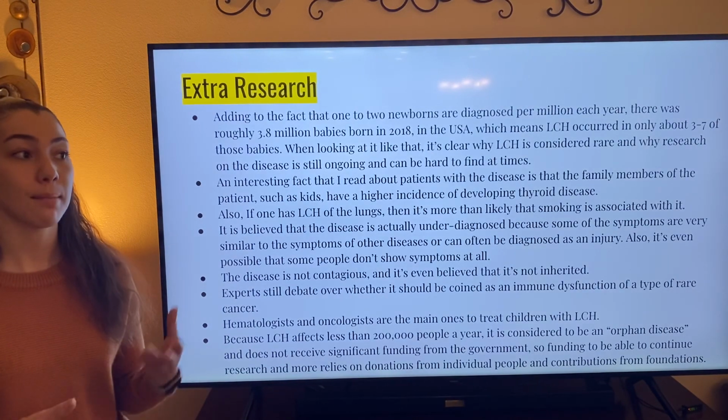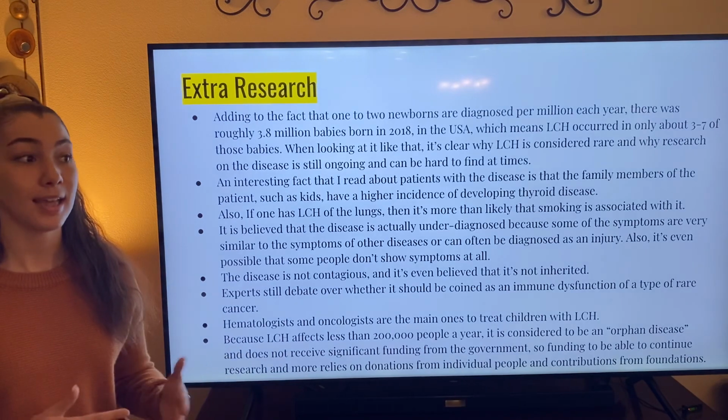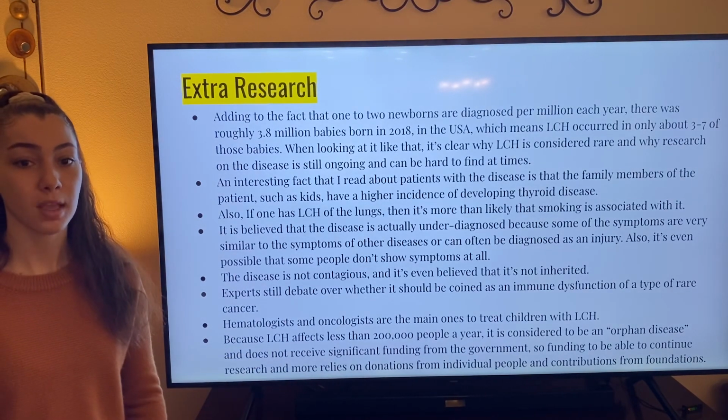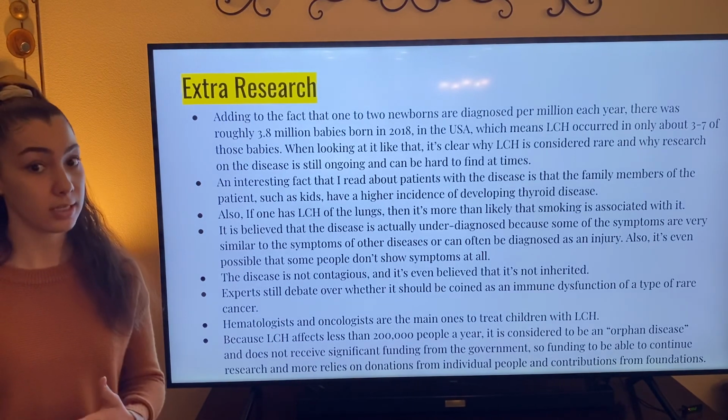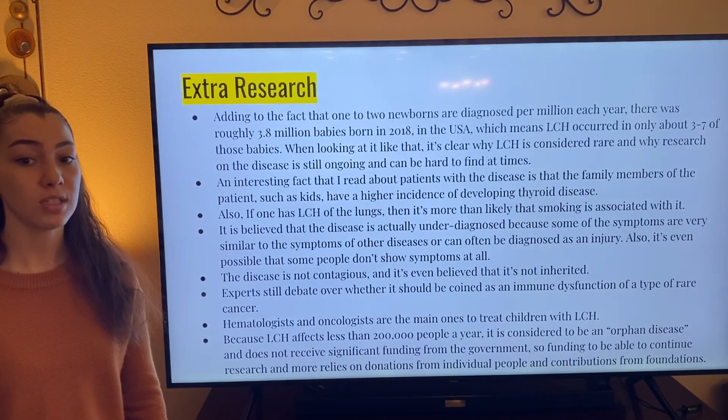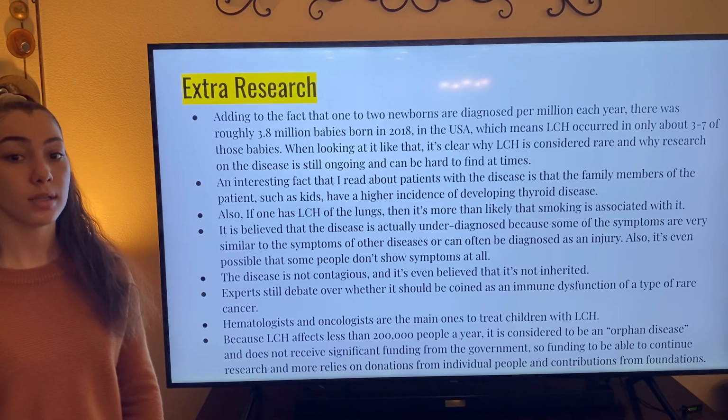Like I mentioned, my mother barely showed any symptoms. I named off a ton, but she only had about 2 or 3 of them. The disease is not contagious, and it's not even believed that it's inherited. Experts still debate over whether it should be coined as an immune dysfunction or as a type of rare cancer. Hematologists and oncologists are the main ones to treat children with LCH.